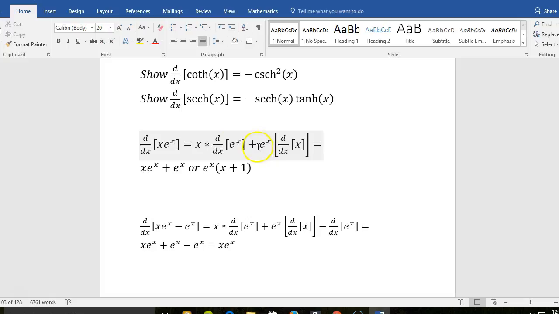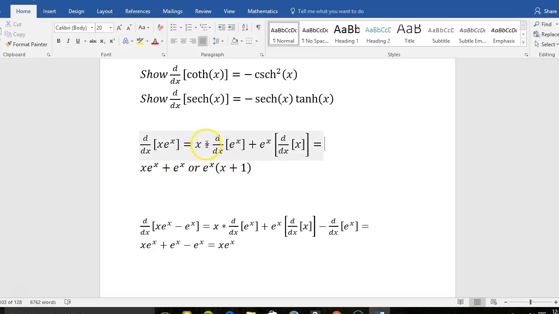And really, by commutativity, it doesn't really matter. You could put the e to the x in front and make it your first guy, but we won't dwell on that. So now remember, d by dx of e to the x is just itself, e to the x. So we just have x times e to the x here, and I put this times sign here for neatness.